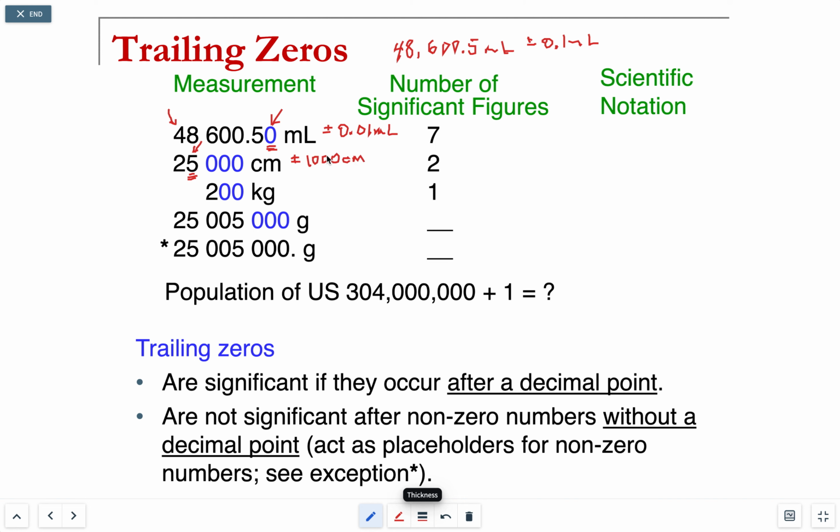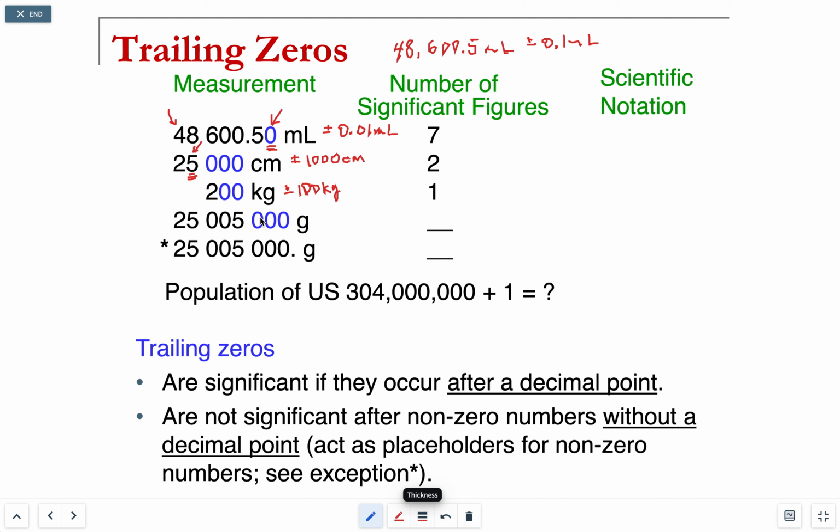You're going to have to get used to this, okay? These zeros are not significant. They're just acting as a placeholder for where the 5 place is. It's in the thousandths place. Likewise, this is only 2 significant figures. Likewise, this is only 1 significant figure. The zeros are acting as a placeholder for that decimal point. This is plus or minus 100 kilograms. So we don't know this value very well. It's somewhere between 100 and 300 kilograms, and that's our best guess.